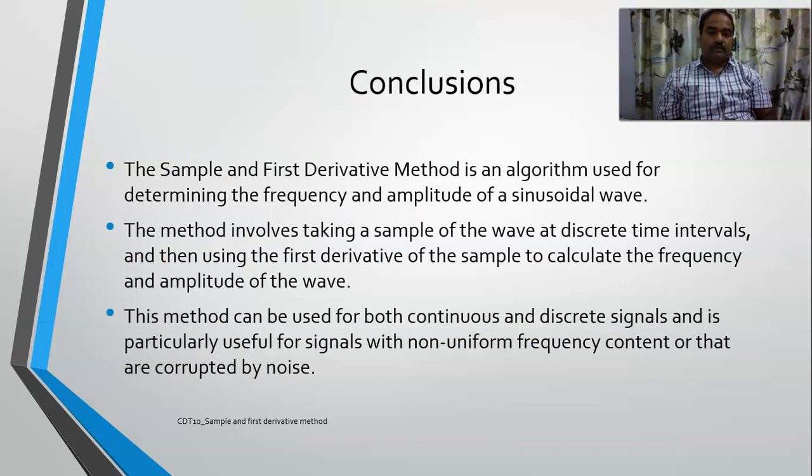So the conclusion: the sample and first derivative method is the simplest method, which is used for determining the frequency and also the amplitude of a sinusoidal wave. The method basically involves taking the samples at discrete time intervals and then using the first derivative of the sample to calculate the frequency and amplitude of the wave. And it is also used for determining the magnitude and phase angle of the impedance, suitable for both continuous and discrete time signals.